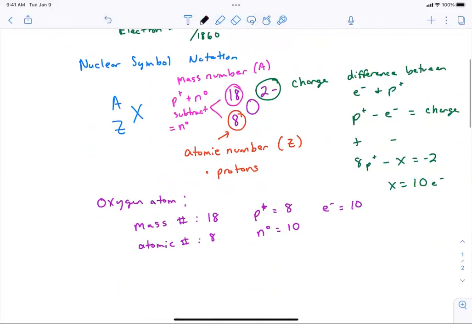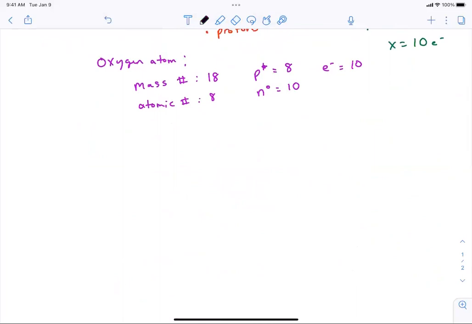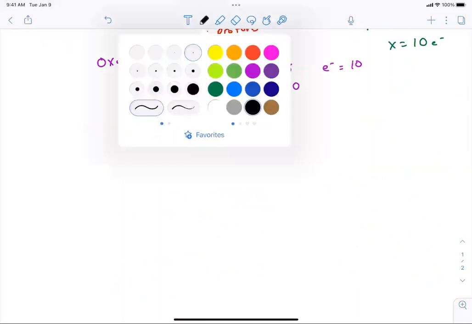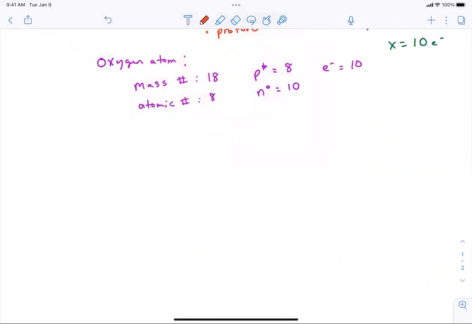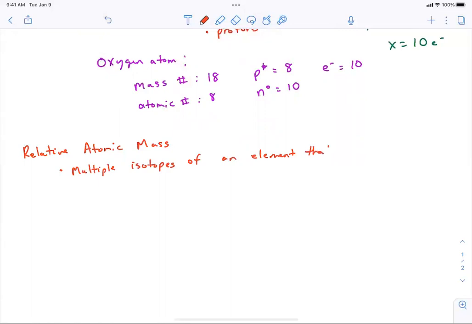So that's section 1, atomic structure. Just knowing the particles, calculating those ideas. Okay. The next section, relative atomic mass. Relative atomic mass is the fact that there are multiple isotopes of many elements. So the concept is that there are multiple isotopes of an element that exist.